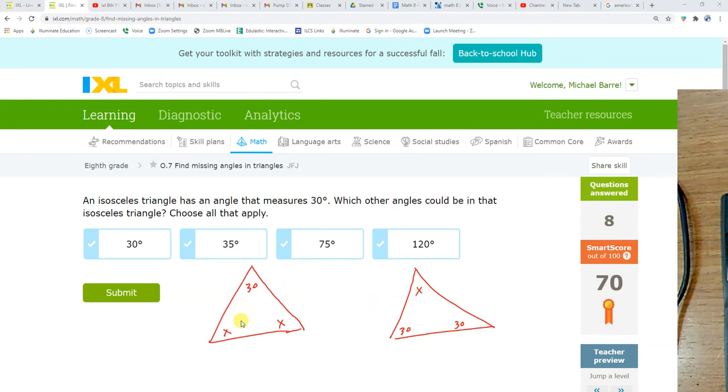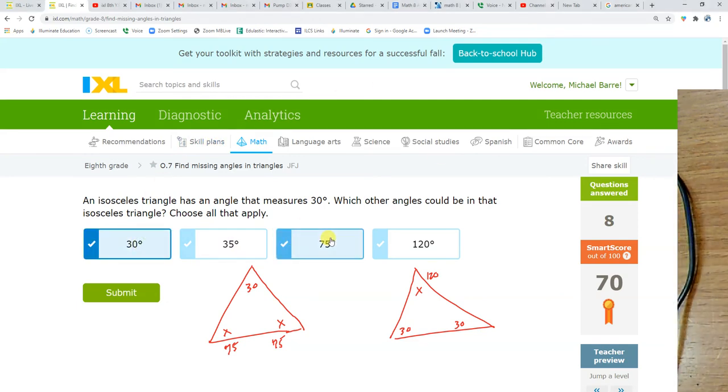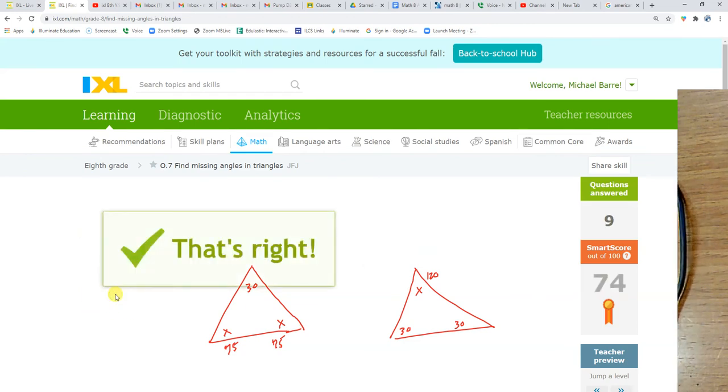In this case, it's going to be 180 minus 30, divided by 2. That takes me to 75. So I could do it with a 75 and a 75, or I could do it 30, 30, 120, right? Because that adds up to 180. So 30, 75, and 120. 30, 75, 120. There we go.